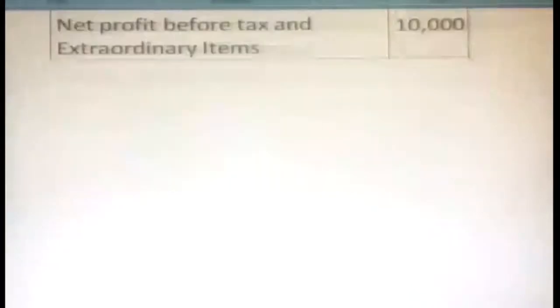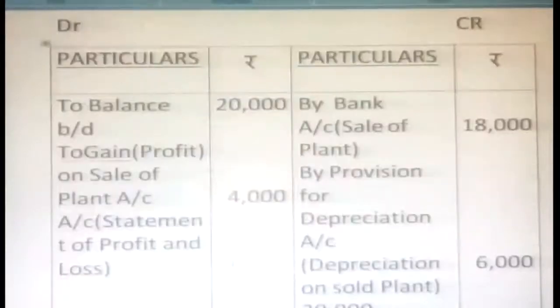Before you prepare the second one, see here. As you know, on the opening balance we know the cost of the asset. The balance brought down is 20,000. As you know, we sold it for 18,000. So naturally, how much gain did you get?